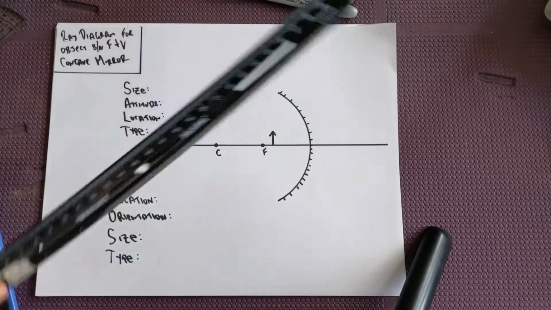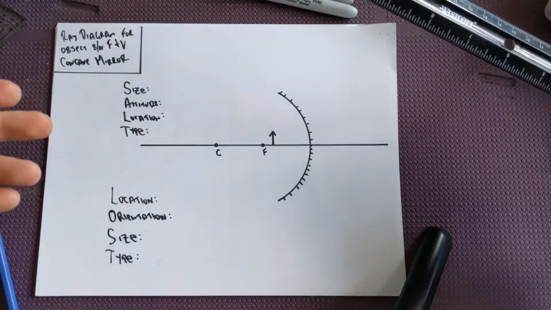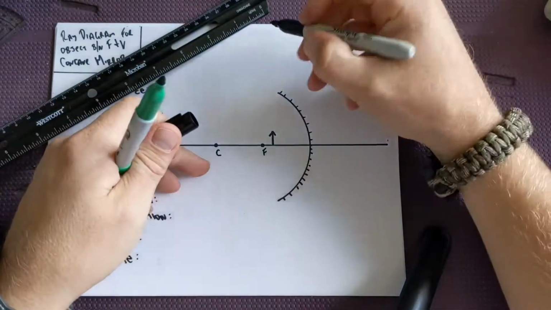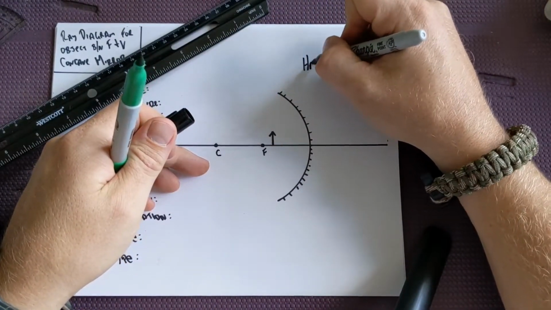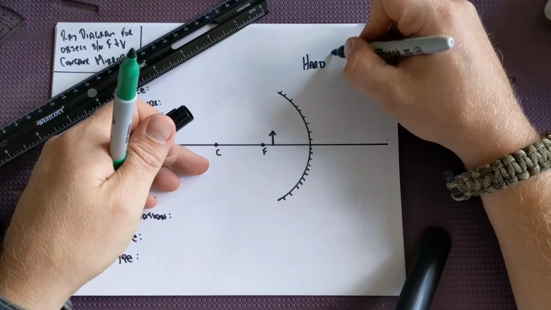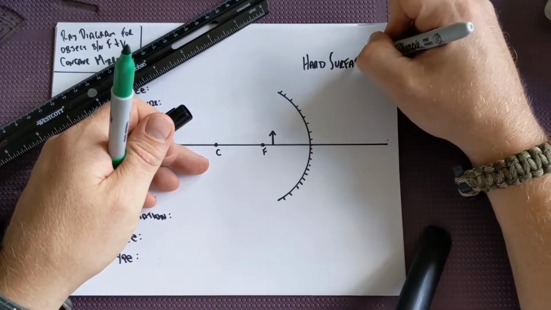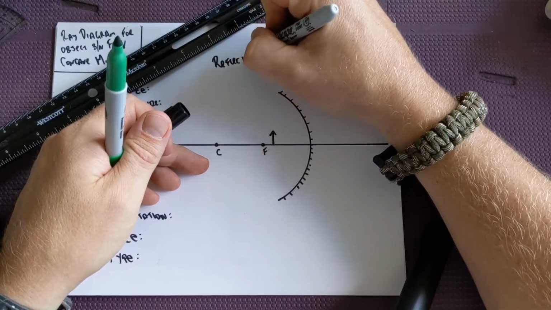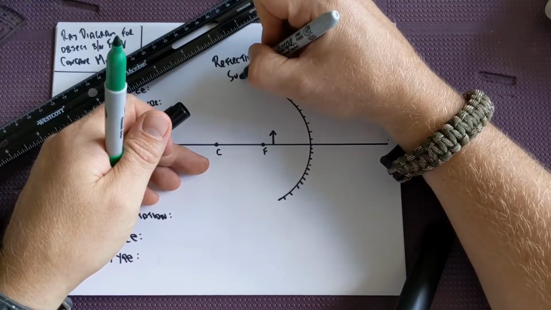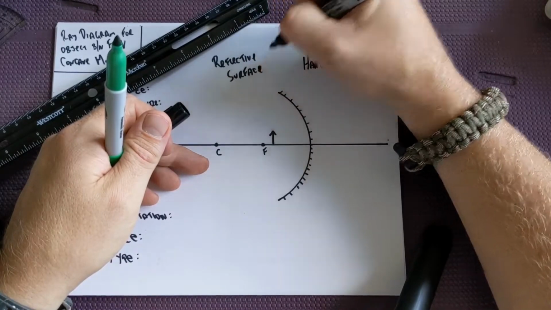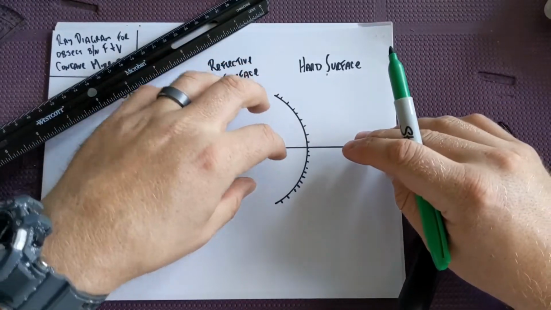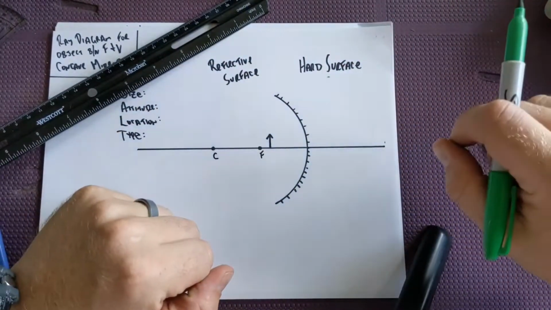So the first ray, we have to understand, is coming from this side. I'll just write here that on this side is our hard surface, and on the other side is our reflective surface. So you could say this is in front of the mirror and this is behind the mirror.